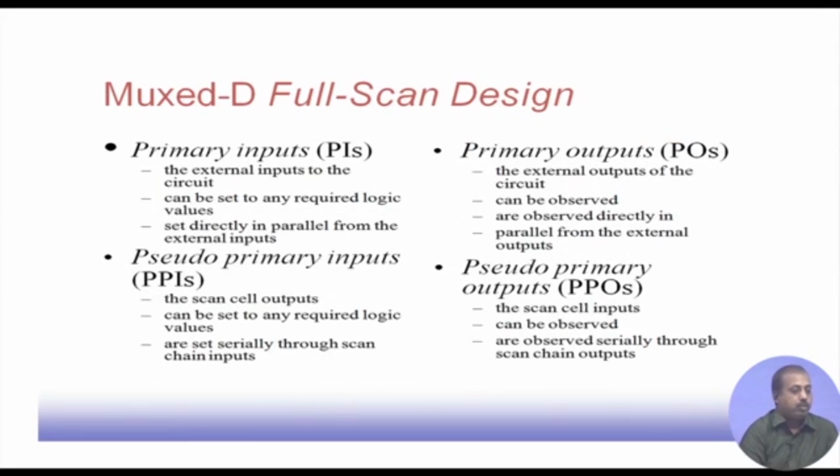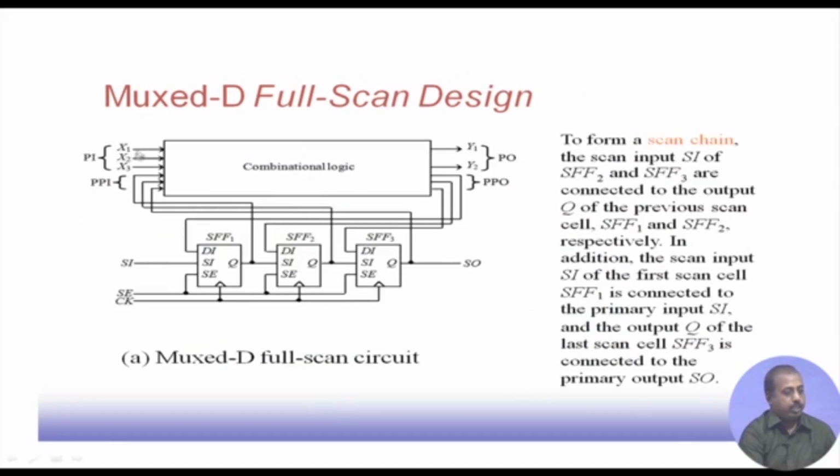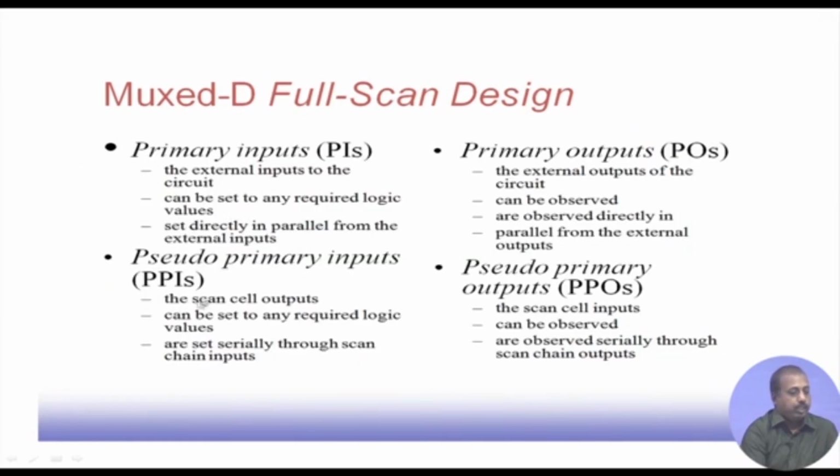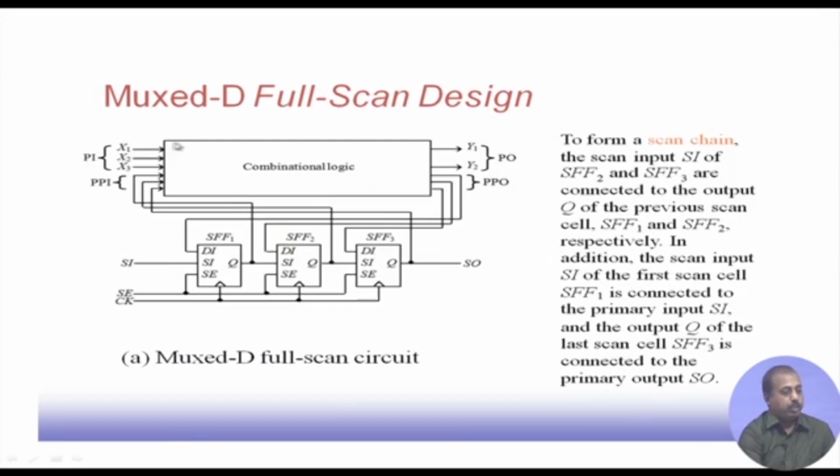Primary inputs are the external inputs to the circuit, and can be set to any required logic. They are set directly in parallel from the external inputs. In this case, these lines X1, X2, X3 are fed in parallel from the external world. Then there are pseudo primary inputs. These are the scan cell outputs, and they can be set to any required logic values by scan shifting, but this has to be done serially, unlike the parallel primary inputs X1, X2, X3.